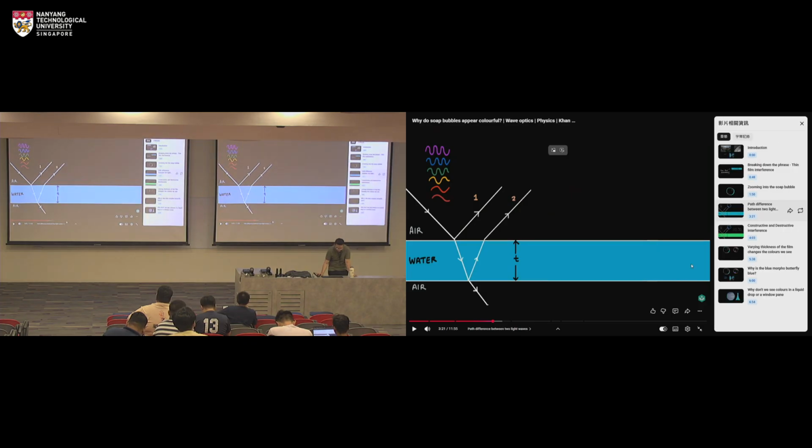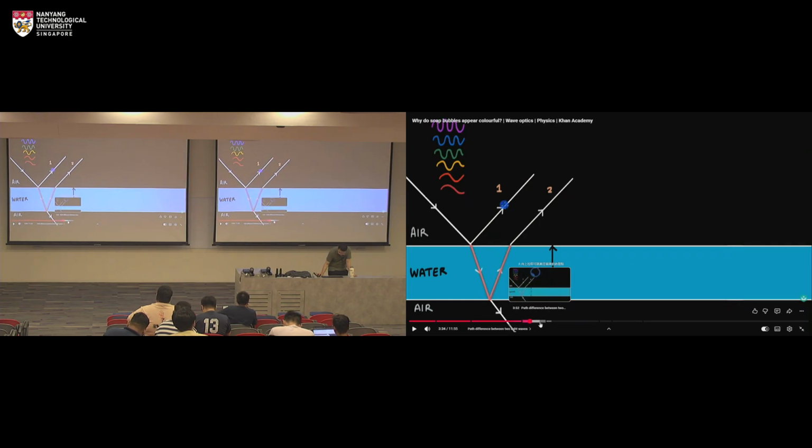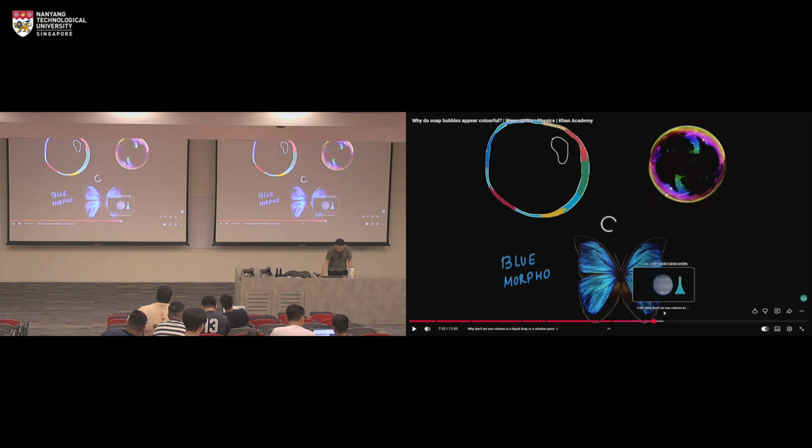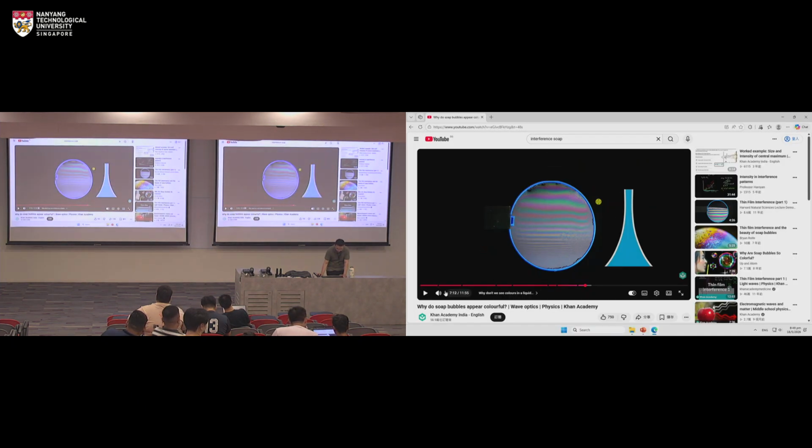So when you visualize this from your eyes, what you see is actually the interference between ray 1 and ray 2. So it is important that you understand the difference between ray number 1 and ray number 2. Okay, so visualizing this, I'll go back to our slides.